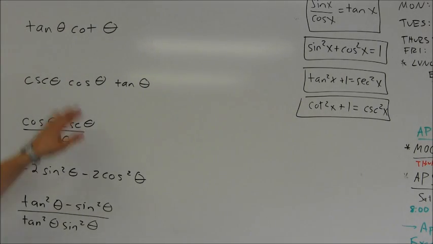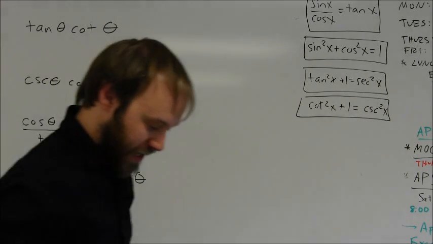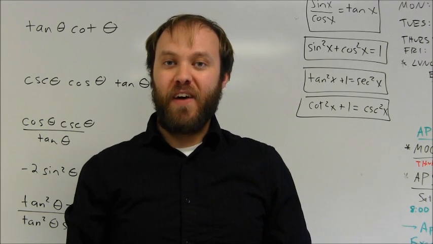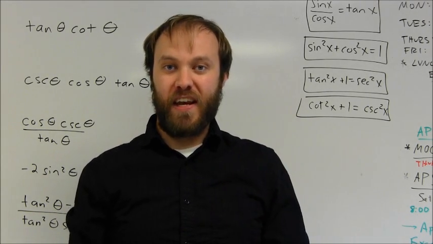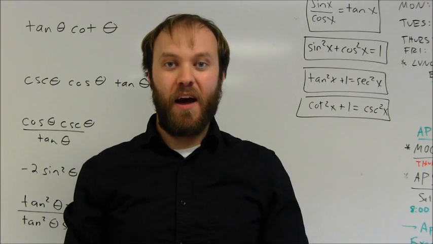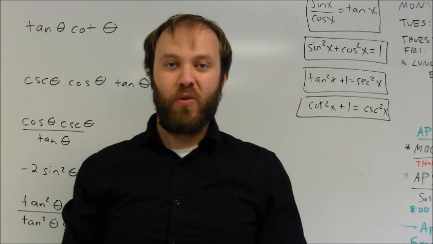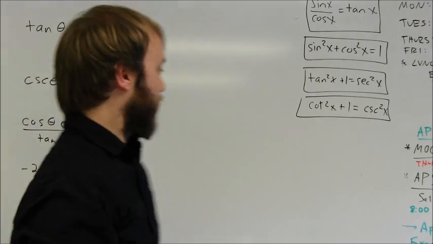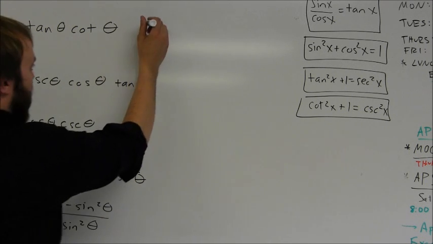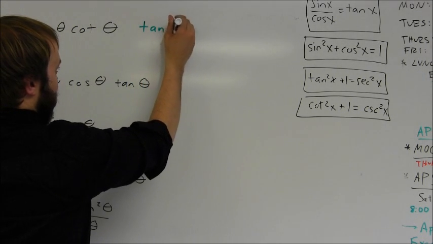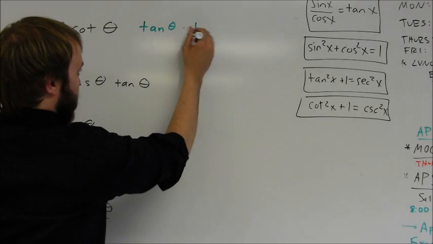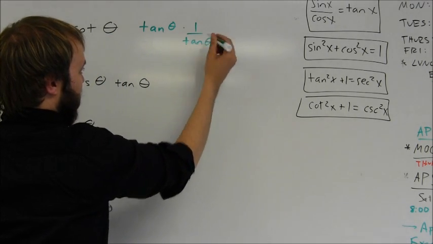The first example here, I want to simplify the tangent of theta times the cotangent of theta. And one of my personal rules is if I see something that's a reciprocal function and I have multiplication or division, a lot of times I'm going to switch it into the opposite form. And more often than not, you're going to see nice things happening when you do that. So I know that cotangent is the same thing as 1 over tangent. So that's tangent of theta times 1 over tangent, the reciprocal of tangent.